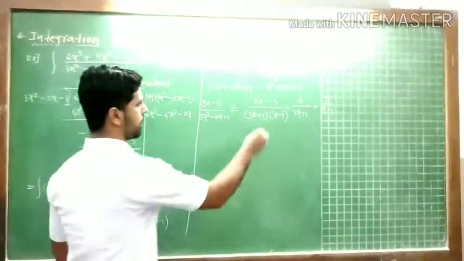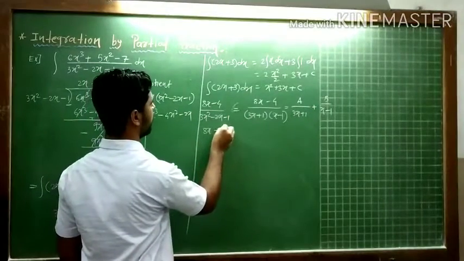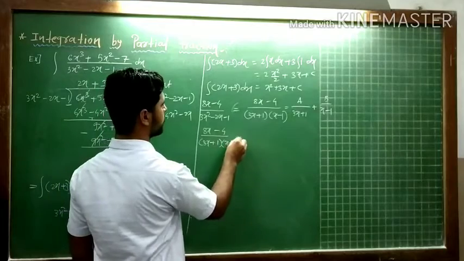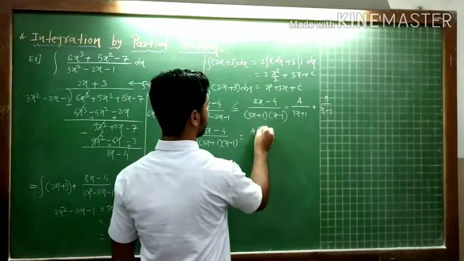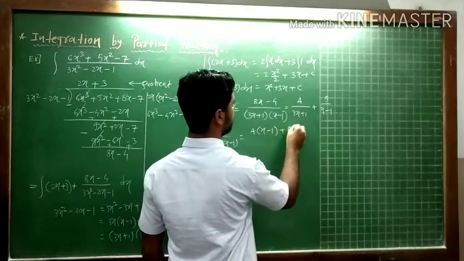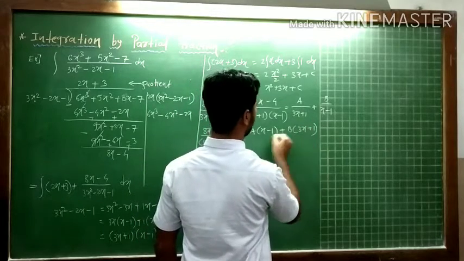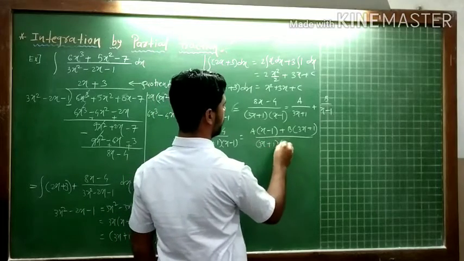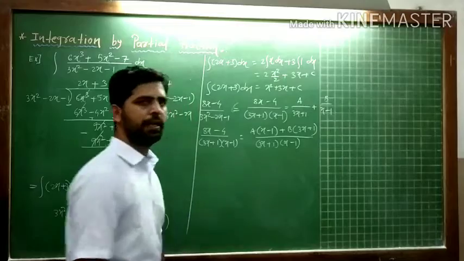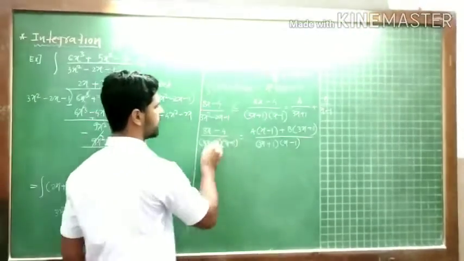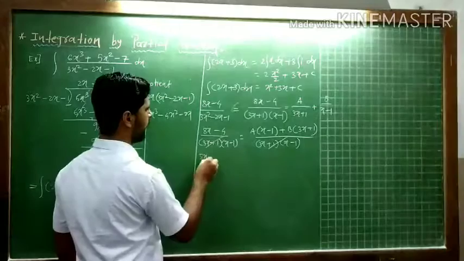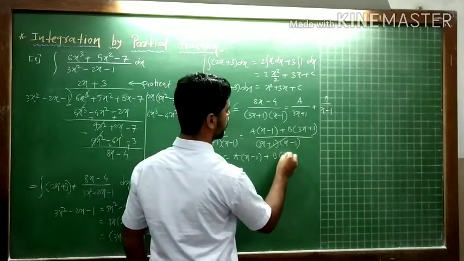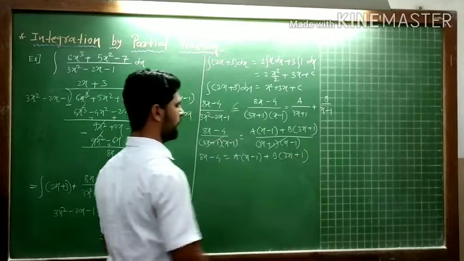Take cross multiplication on the right side. Left side is 8x minus 4 divided by (3x plus 1)(x minus 1). Right side is A into x minus 1 plus B into 3x plus 1, and your denominator is as it is, (3x plus 1)(x minus 1). We can see the denominator is the same, so we can cancel it out. So what do you get? 8x minus 4 equals A into x minus 1 plus B into 3x plus 1.